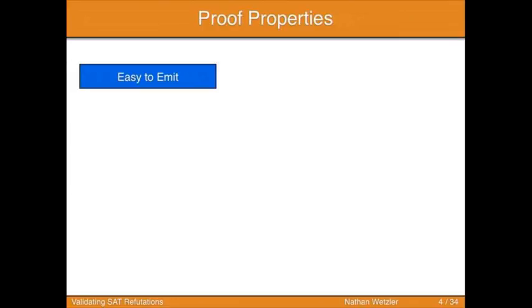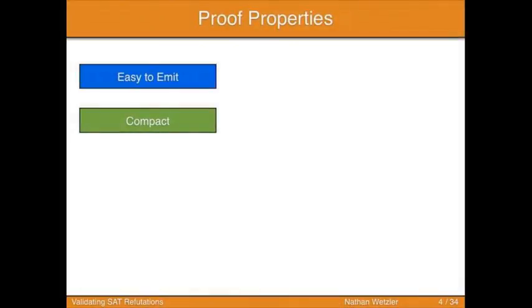So what do we want from these proofs of unsatisfiability, right? Well, we've identified 5 different properties that we think are important for proofs of unsatisfiability. The first is that they should be easy to emit from a solver. So the solver shouldn't have to have significant changes to its code base to emit one of these proofs.